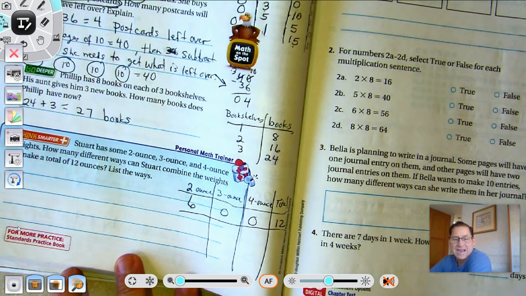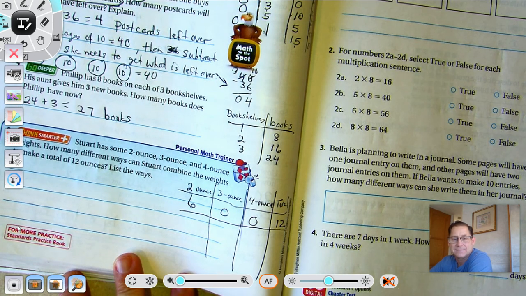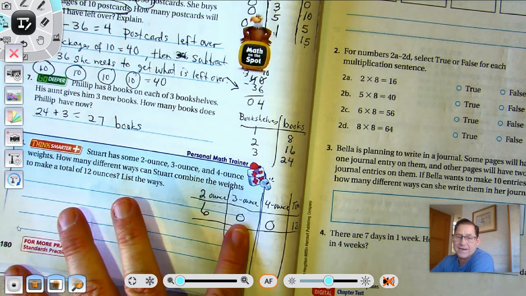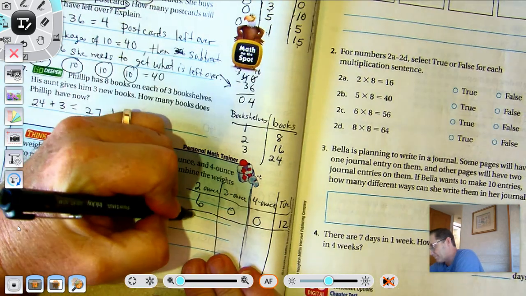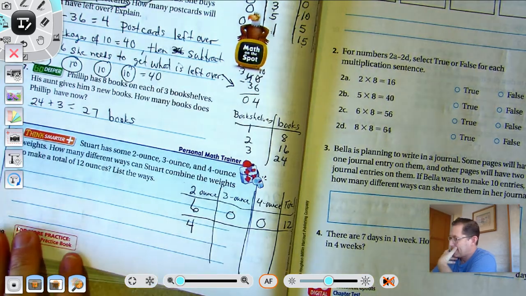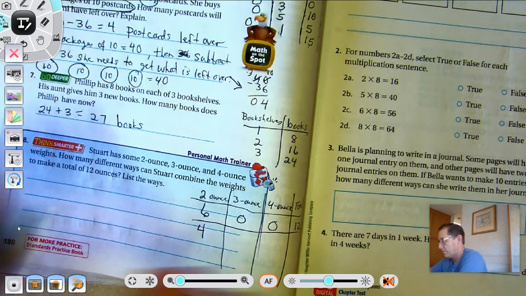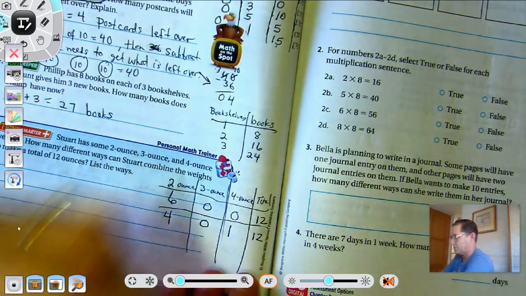How about 5 2-ounces? 5 times 2 is 10. I can't add 1 3-ounce, that would be 13. So I can't have 5. Let's try 4. Can I have 4 2-ounces? That would be 8, and I would need 4 more. 8 taken from 12 is 4. Okay, well, that makes sense. I could have 1 4-ounce weight. All right, so that's 12.